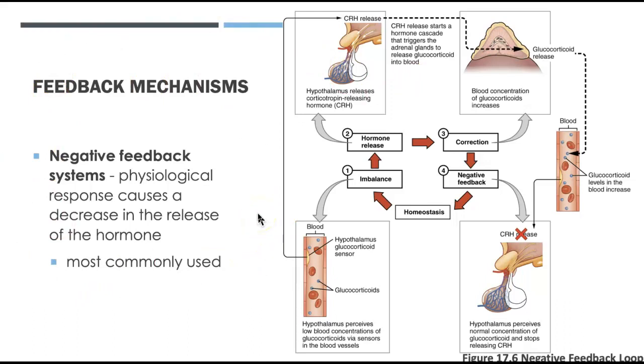That is going to be a physiological response that causes a decrease in the release of a hormone. That's the most commonly used type in our body, this negative feedback system, especially when it comes to the endocrine system. So we start to get an imbalance of something. In this example, our hypothalamus is perceiving a low concentration of glucocorticoids because we've got some sensors in our blood vessels for those glucocorticoids. So we've got a low amount of that. Our goal, again, is to reach homeostasis. So in order to increase our glucocorticoids, we want hormone release.